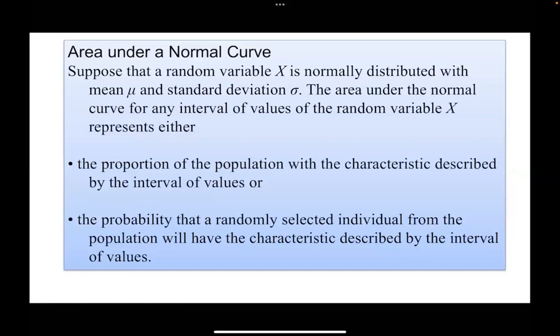So if you are asked what proportion of the population of 2-year-old males is between 34.5 and 35.5 inches, you're going to answer using this. Or what is the probability that if I randomly chose a 2-year-old child, he'd be between those two values. So it is the same math. It is the same thing. It just depends on the question being asked.